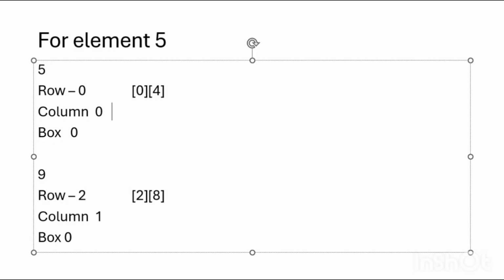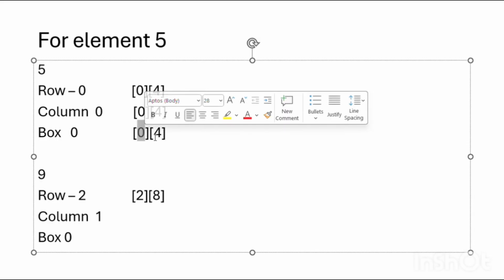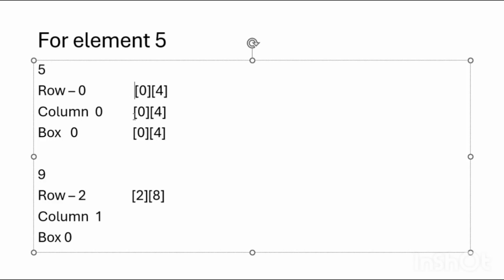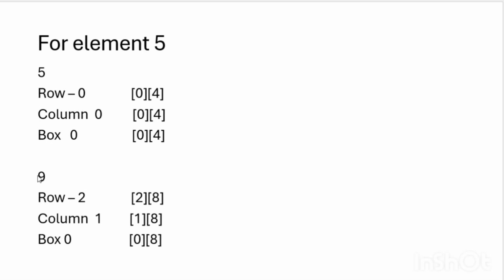Okay. So for column, the column is 0 and index is 4. And again for box, sorry, box index is 0 and the value is 4. So these are the places which we are going to track whether that particular element is visited or not. The flag values we will update in these positions only. Similarly for value 9, for the column we get column number 1, so 1 8, and box is 0 8.